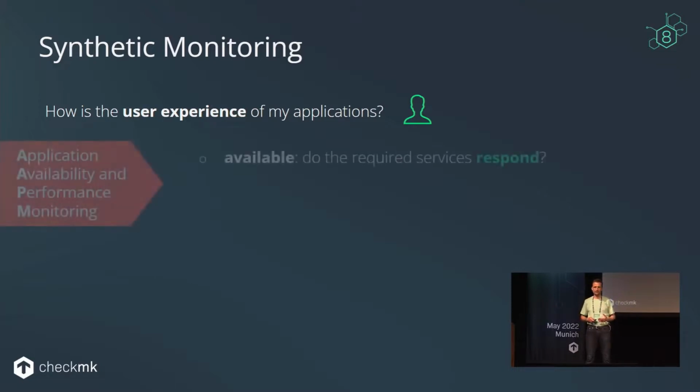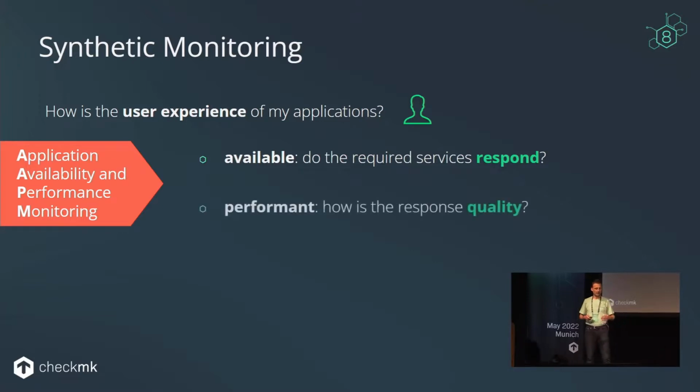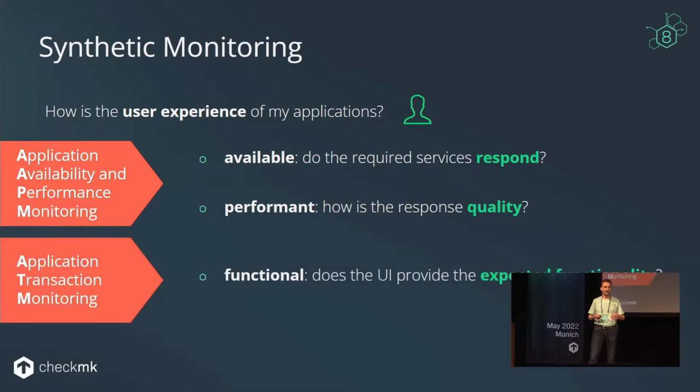two disciplines. First, there's application availability and performance monitoring. Available means, do the required services and the application itself respond at all? And how performant are they? How long does it take to get a response from one of these services? And the second discipline is application transaction monitoring. These checks go even deeper and execute a series of actions on the application user interface.